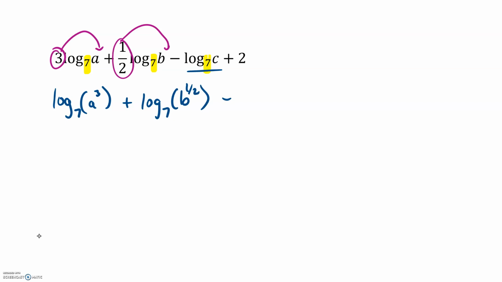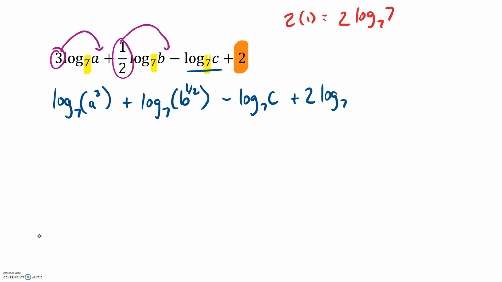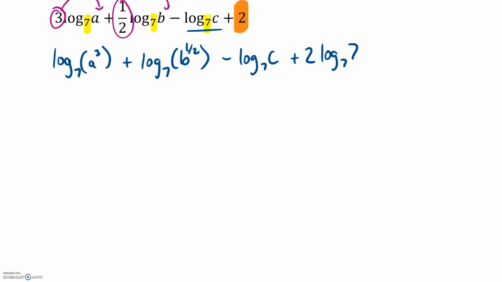And there's not much to do here. I'll just keep that as minus log base 7 of c. But this 2 sitting at the end is a little odd. But you might realize that 2 is the same as 2 times 1. And 2 times 1 is the same as 2 times log base 7 of 7, because log base 7 of 7 is equal to 1. 7 to the first power equals 7. So I can rewrite that 2 as 2 times log base 7 of 7. And that'll allow us to combine things a little bit more in the next step.